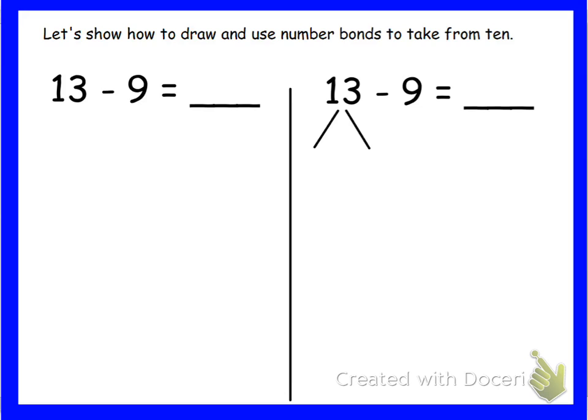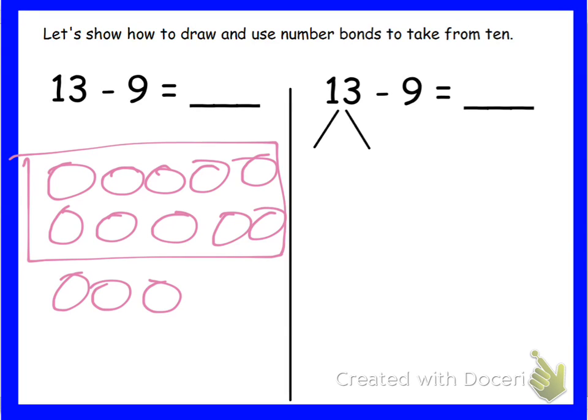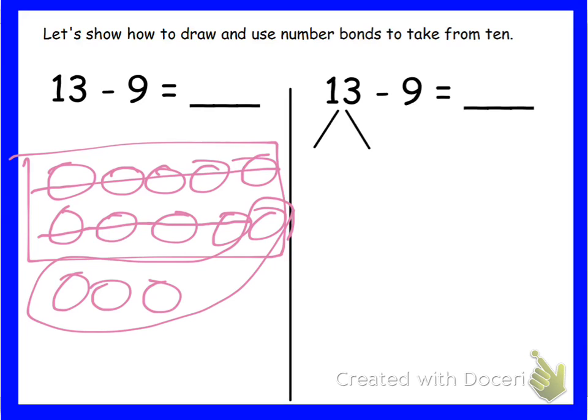So what we're going to do is that for our picture, you know that you draw the bigger number, which you know is 13. So I'm going to draw 13, 6, 7, 8, 9, 10, 11, 12, 13. Box in 10. Then we're going to take away 9 from that 10. So 5, 6, 7, 8, 9. Circle what's left. 3, 4.